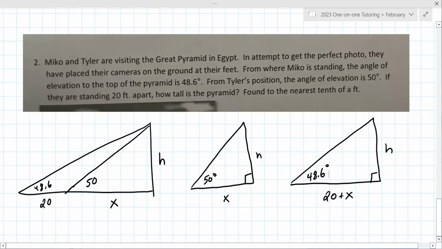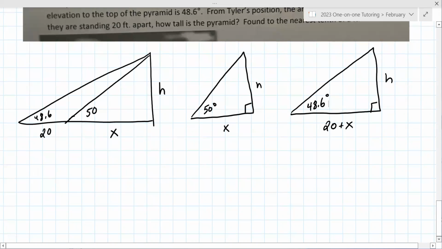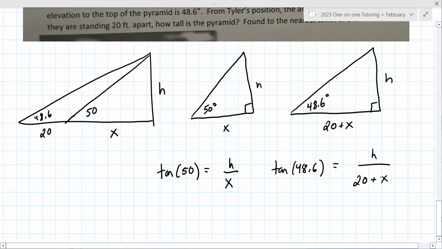The choice here is to use tangent because relative to the angle, you have the opposite and the adjacent. So you would write the tangent of 50 equals h over x. And then you do the same thing on the right. Tangent of 48.6 equals h over 20 plus x.